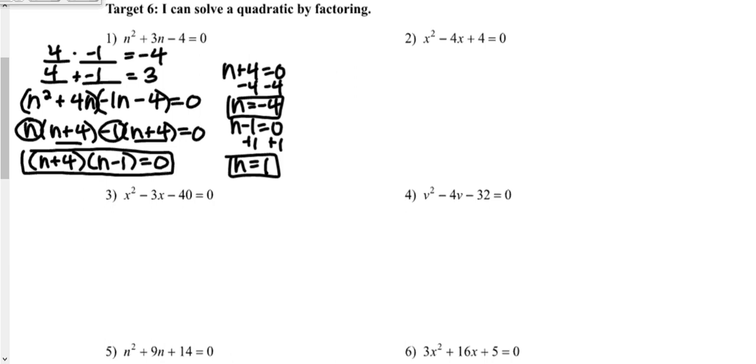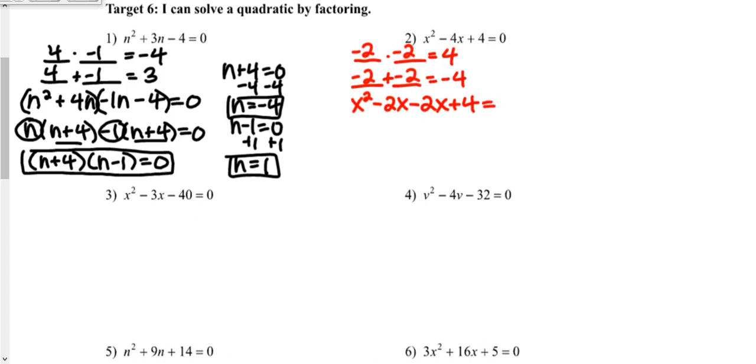So on number 2, same process. Look for your greatest common factor first. There isn't one. So we can go straight into what numbers multiply to give you a times c, which is 4, and add to give you b, which is -4. Those numbers would be -2 and -2. So rewriting your quadratic, x squared minus 2x minus 2x plus 4.